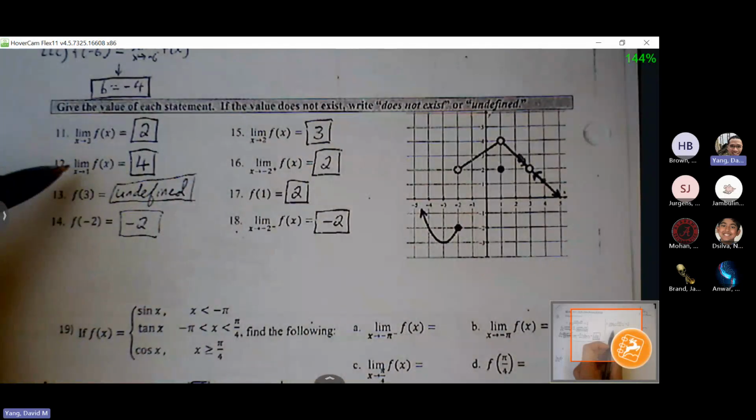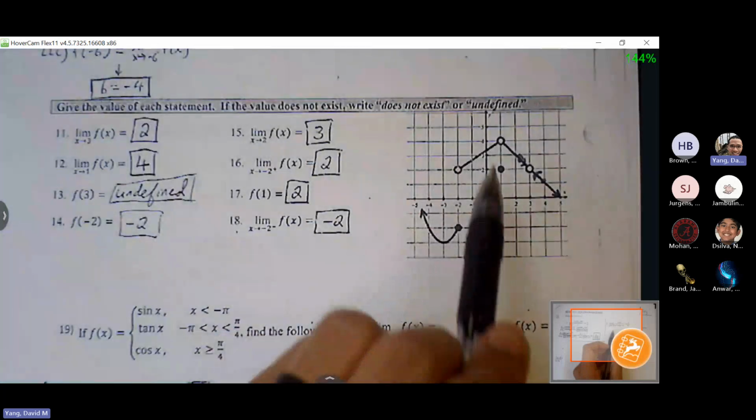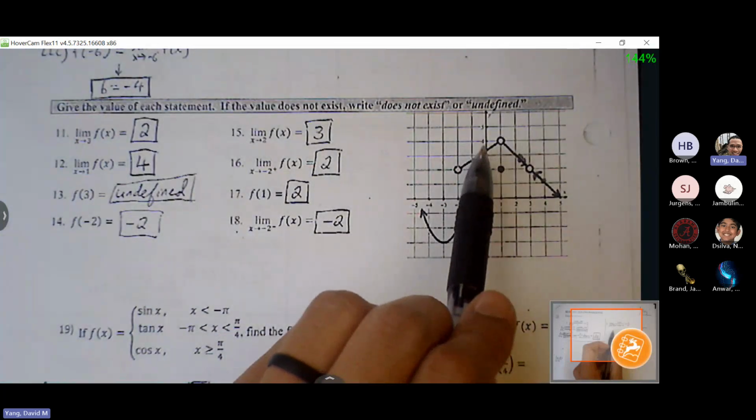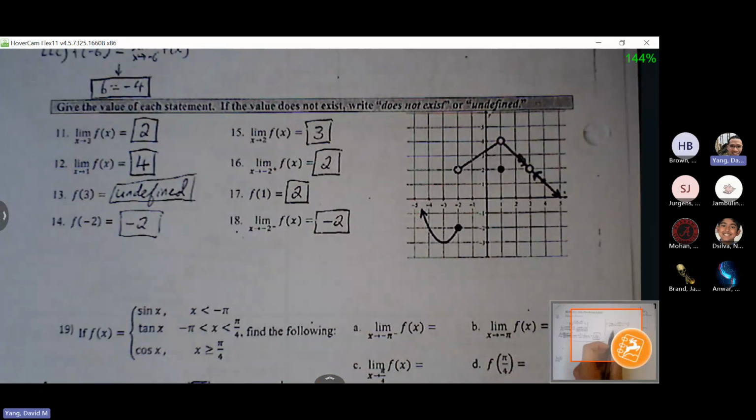Number 12, approaching 1. I want to approach 1 from both sides of 1. If I pick points on either side of 1 and head towards 1, they're both pointing towards the same y value. They're both pointing towards the y value of 4.